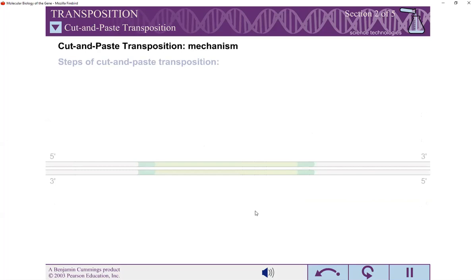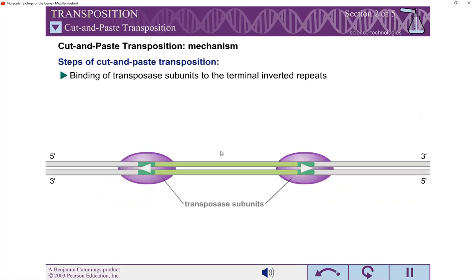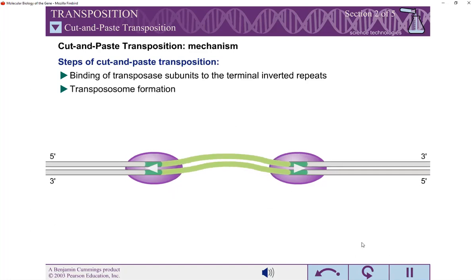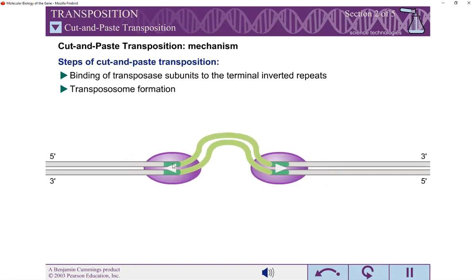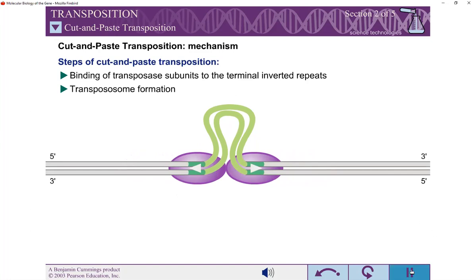Next, we will now look at the cut and paste mechanism in more detail. To initiate transposition, transposase subunits bind to the terminal inverted repeats. These are the terminal inverted repeats to which the transposase subunits are going to bind. As they are the binding site, the transposase subunits will cleave the DNA molecule here. How? Once the transposase subunits recognize these sequences, they bring the two ends together to generate a stable protein DNA complex called a transpososome or synaptic complex.